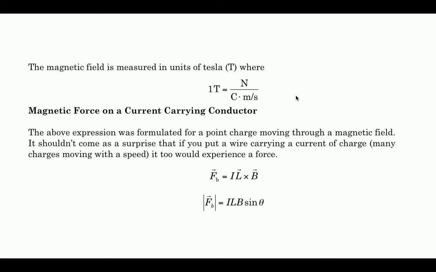If instead of having one little charge or one little particle moving through a magnetic field, let's say we have a current that's moving through a magnetic field, then we can take the expression that we had above, the magnetic force is equal to Q times V cross B. We can extend that and say the force on any straight conductor that carries current I and has a length L is IL cross B, or ILB sine theta if you want just the magnitude.